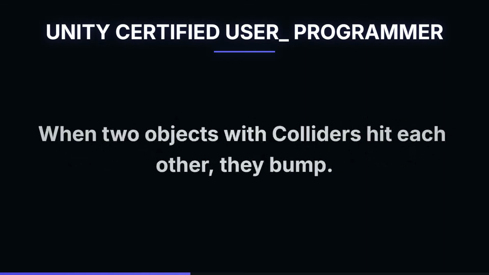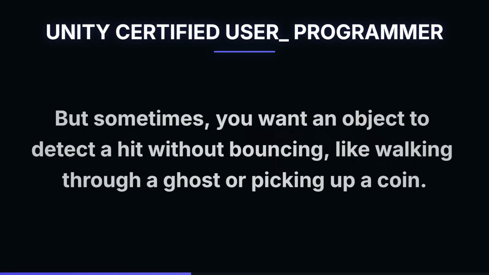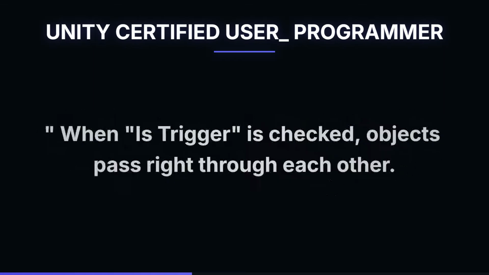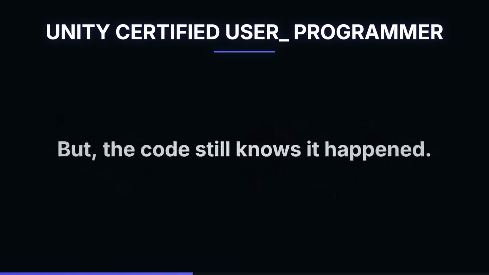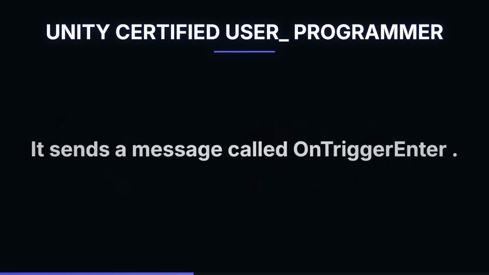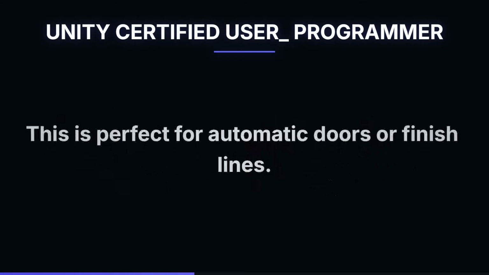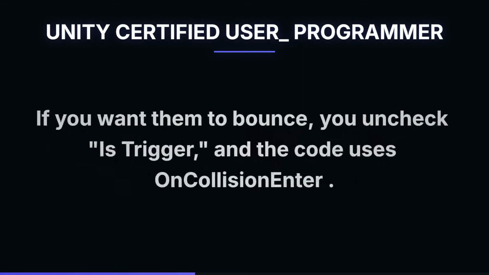When two objects with colliders hit each other, they bump. But sometimes, you want an object to detect a hit without bouncing, like walking through a ghost or picking up a coin. When is trigger is checked, objects pass right through each other. But the code still knows it happened. It sends a message called onTriggerEnter. This is perfect for automatic doors or finish lines. If you want them to bounce, you uncheck is trigger, and the code uses onCollisionEnter.